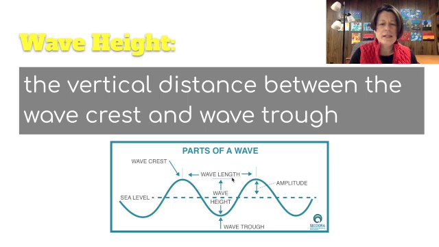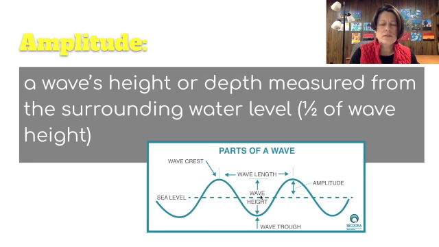The wave height is the vertical distance between a wave crest and a wave trough. So this whole distance from a crest to a trough is the wave height. We also sometimes talk about the amplitude. This is a wave's height or depth measured from the surrounding water level. We can see here the amplitude is labeled and it's half of a wave height.